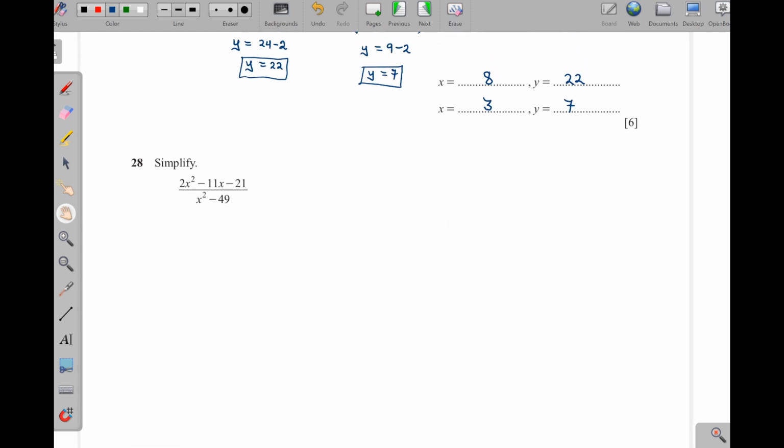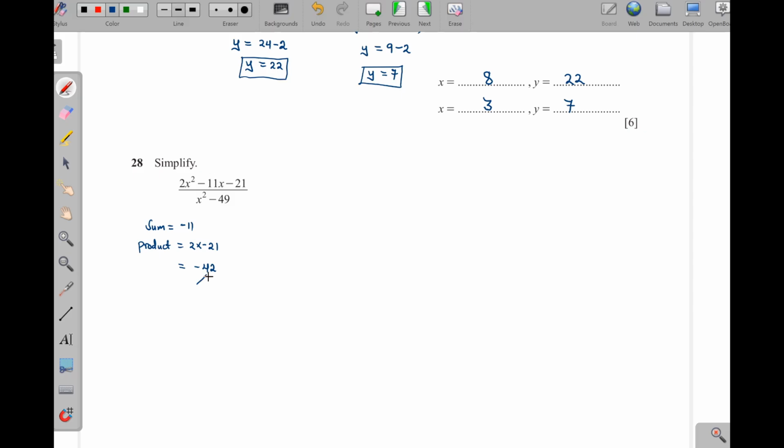Then question 28, simplify this one here. So that means we are supposed to factorize this one here, and then we also factorize down here, okay? Now, we are going to get two numbers. When we add them, we get negative 11, but when we multiply them, we get this 2 times the negative 21. Okay, so we have the sum. Let me write here, sum is negative 11, then the product is 2 times negative 21, which is actually negative 42.